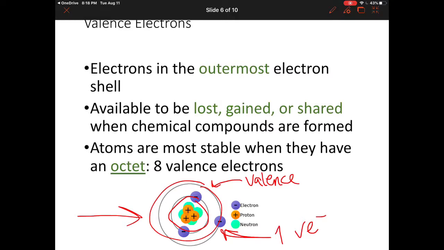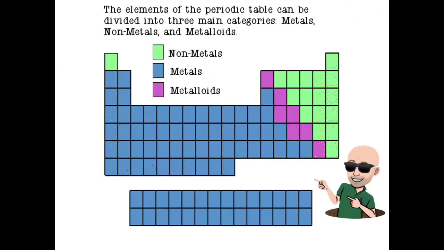Atoms are most stable when they have an octet, which refers to 8 valence electrons. Now I'm just going to go ahead and say real quick that hydrogen and helium are exceptions, because these ones only need 2 valence electrons to be stable. But we'll get to that later. So 8 valence electrons are stable except for hydrogen and helium.